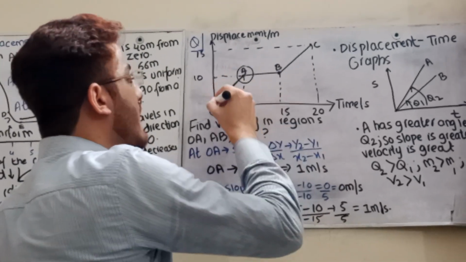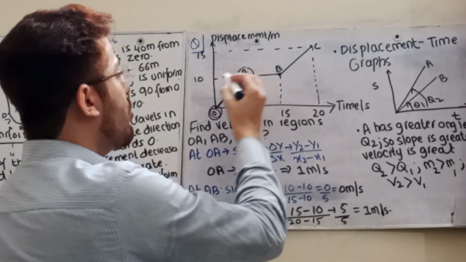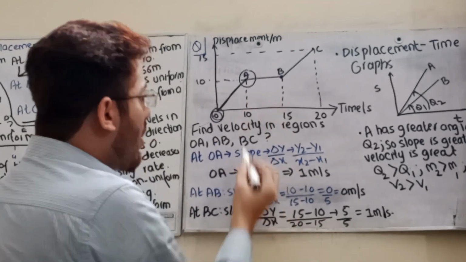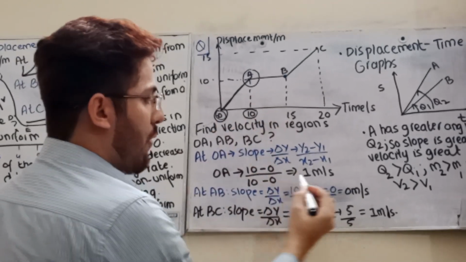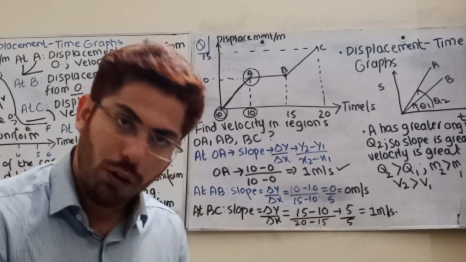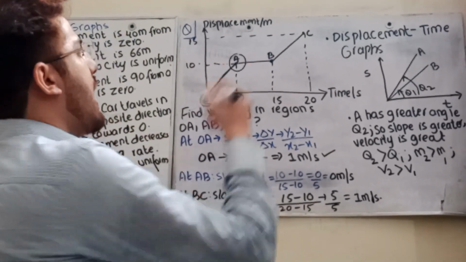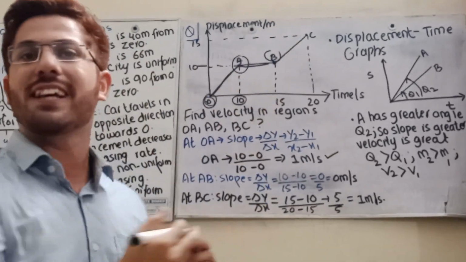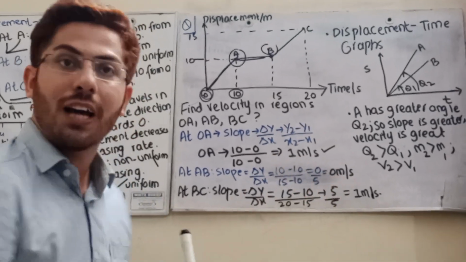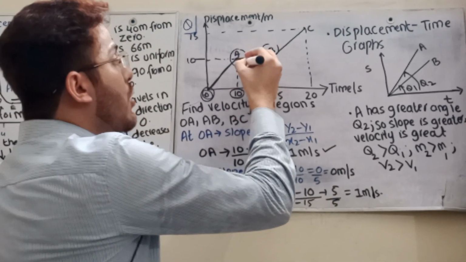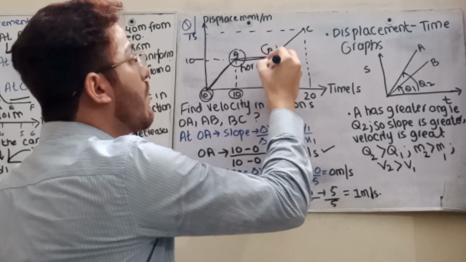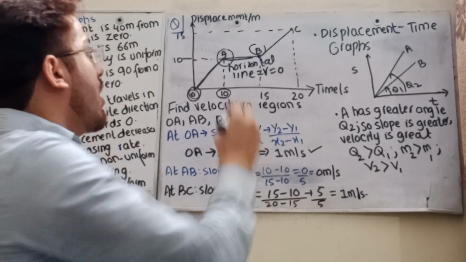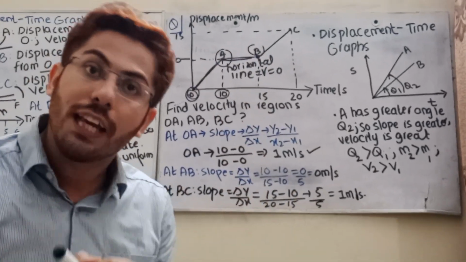You are going to see this is 10, y2, y1 is 0, then x2 minus x1. Definitely you will get the answer 1 meter per second. Now for AB, student, always remember at AB the displacement is 10. Again at B it has the same displacement, so 10 minus 10, you will get the answer 0. Whenever you see a horizontal line, velocity is 0 always, and whenever you see a straight line, velocity is uniform.